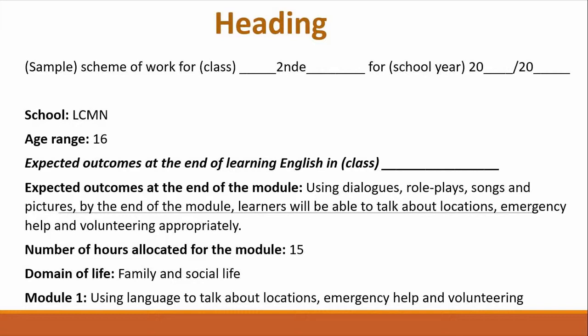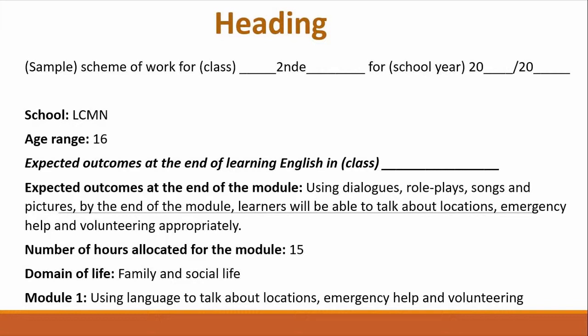The expected outcomes at the end of the learning of English in this class. And we have also the expected outcomes at the end of the module. For this module, for the first one, we have using dialogues and role plays and sounds and pictures. By the end of this module, learners will be able to talk about locations, emergency help, and volunteering appropriately. And then we have the number of hours allocated for the module.